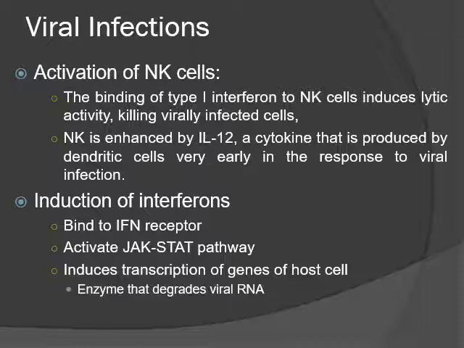killing virally infected cells. Of course, natural killer cells will recognize the virally infected cell anyway, because there will be an abnormality in its major histocompatibility complex type 1. MHC class 1 will start to express viral proteins, so of course natural killer cells will detect this. What increases their lytic activity is interferon. This activity is also enhanced by interleukin 12, the cytokine that is produced by dendritic cells very early in the response to viral infection.